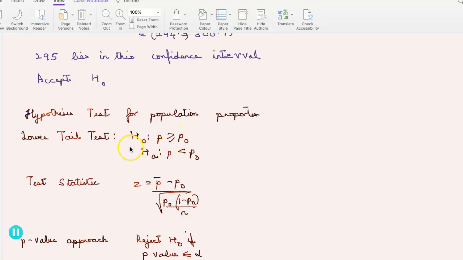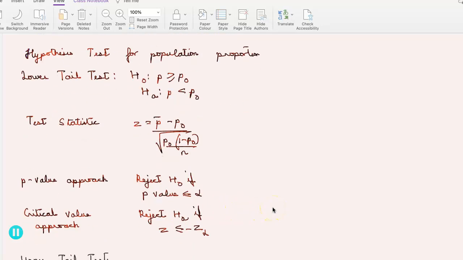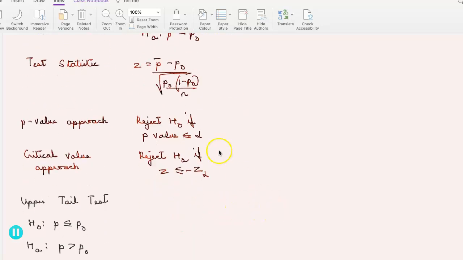Now we have one more hypothesis test for population proportion. For a lower tail test, if H0 is p greater than or equal to p0, that is the null hypothesis, alternate hypothesis is p less than p naught, your test statistic is z equal to p bar minus p naught by square root of p naught into 1 minus p naught by n. The p-value approach will be we reject H naught if p-value is less than or equal to alpha. Critical value approach: reject H naught if z is less than or equal to minus z alpha.